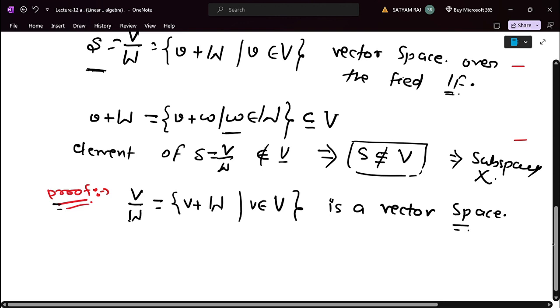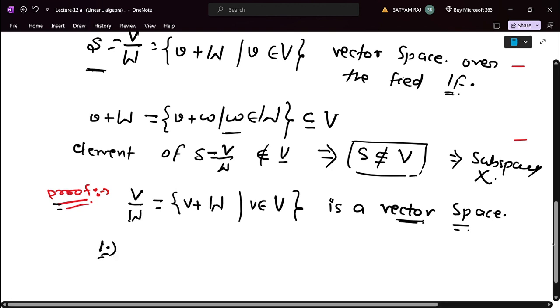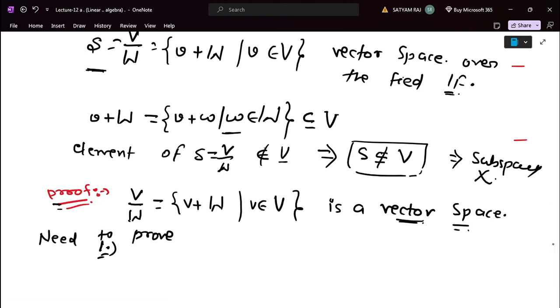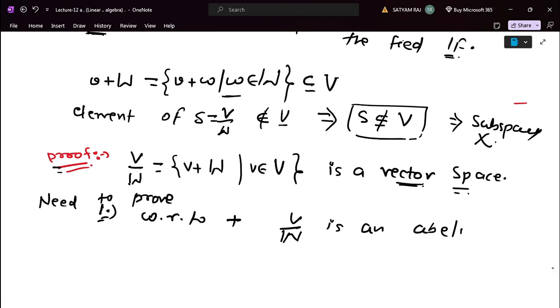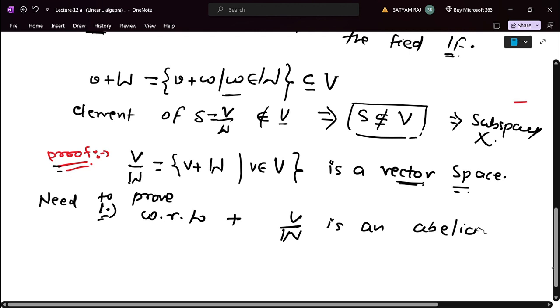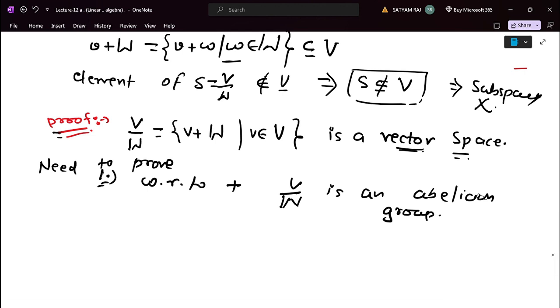इसे वेक्टर स्पेस प्रूव करने के लिए हम लोग को क्या प्रूव करना पड़ेगा? फर्स्ट में नीड टू प्रूव what we need to prove, that first, with respect to plus, V by W is an abelian group. Okay, so this should be abelian group. So first it will be group, and due to commutative it will be abelian.